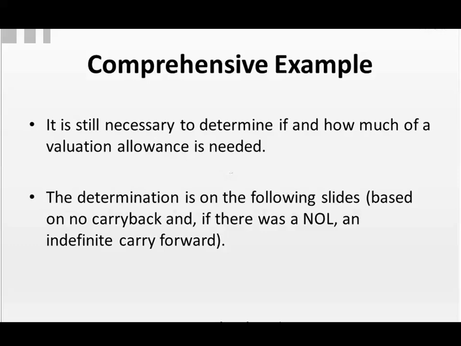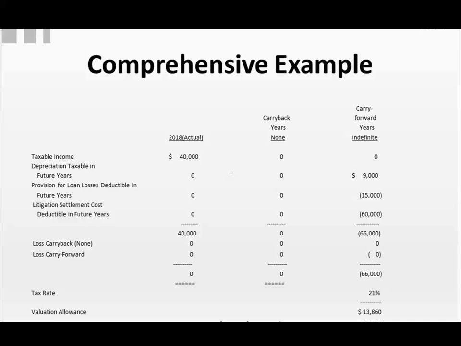Based on no carryback if there was an operating loss, and an indefinite carryforward, in other words, based on the new law, here's what we would have done. You still have the $40,000 taxable income, but now we're assuming it's 2018. There are no more carryback years, so there's nothing to worry about carrying back. So everything is carried forward indefinitely. So all of the temporary differences would create $9,000 of income and $75,000 of loss, so 75 minus 9 comes out to 66.